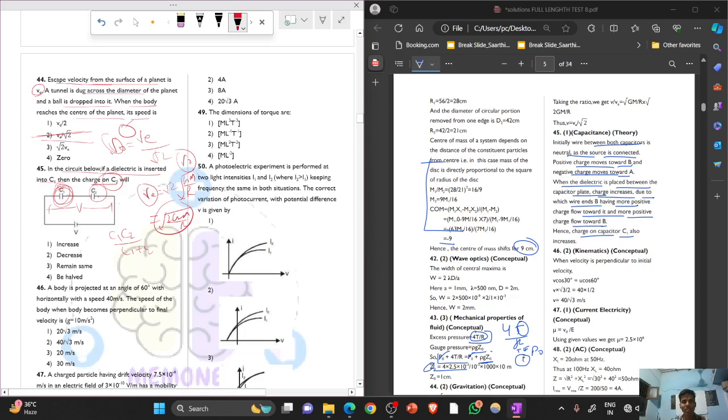First, you can calculate the initial charge. Thereafter, finally, you calculate the final charge. By charge conservation, you know final charge equals initial charge. So initial charge Q equals CV. Your C equivalent you know, and your V you know.